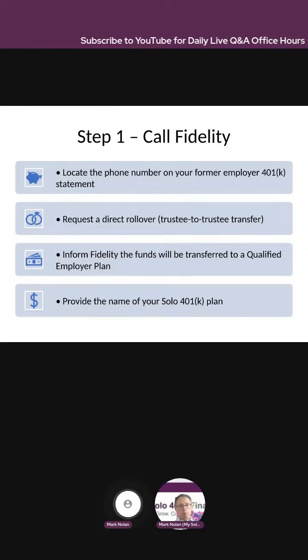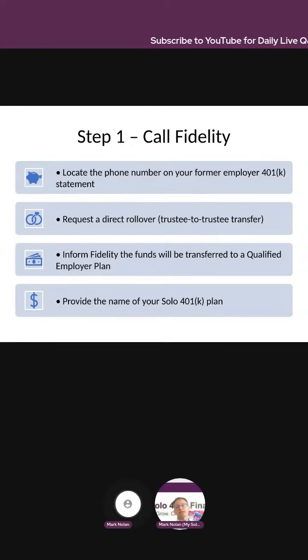For example, if both spouses are self-employed in the same business, the solo 401k plan would be sponsored by that self-employed business. Both spouses can participate in the same solo 401k plan. They can each transfer their former employer 401k funds over from Fidelity, for example, and they would each be able to borrow 50% of their respective solo 401k balance up to a maximum of $50,000.